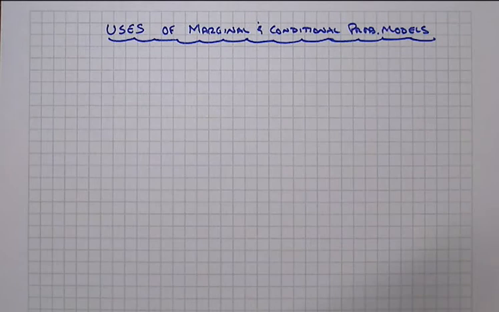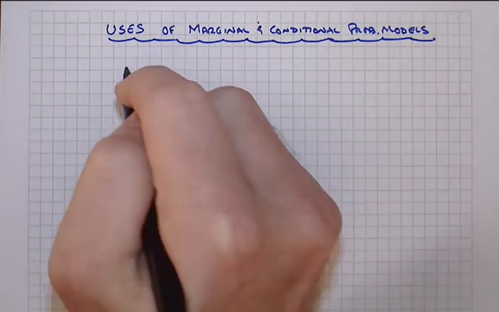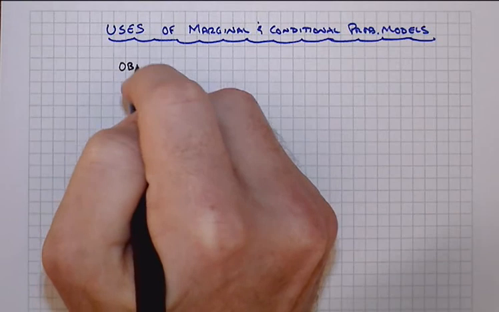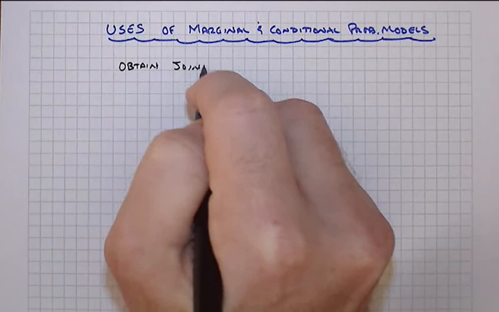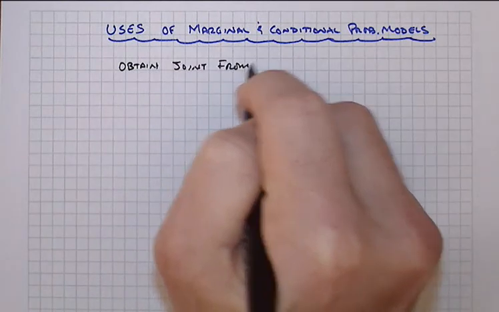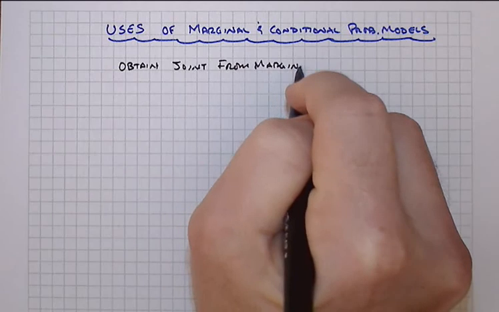In the last segment, we introduced the idea of the joint distribution, the marginal, and the conditional probability models, and we developed the marginal and the conditional from the joint. However, it's usually the case that it's a lot easier to develop the marginal and the conditional models than it is to obtain directly what the joint model would look like. So one of the uses of that previous work is just that, to obtain the joint from the marginal and the conditional.